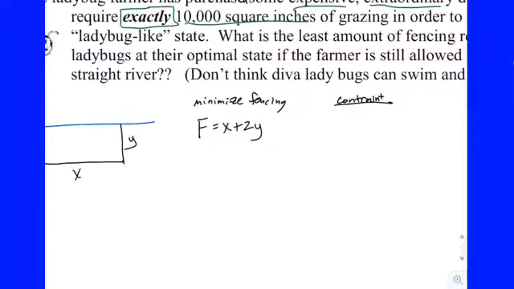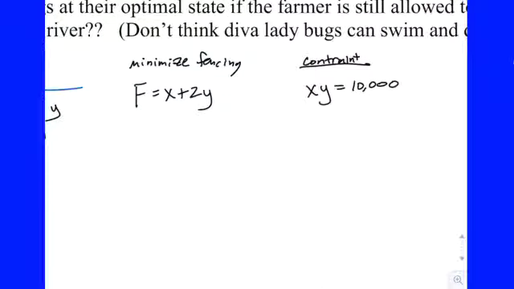Yeah, this is the disclaimer that comes when you buy these diva ladybugs. They require 10,000 square inches. So x times y equals 10,000. There's your constraint. So literally flipped from the previous question. All right, so now we can solve the constraint for either x or y just as easily. If you plug it back into your primary, though, you're going to have to double it if you solve for y. So I would probably solve for x.